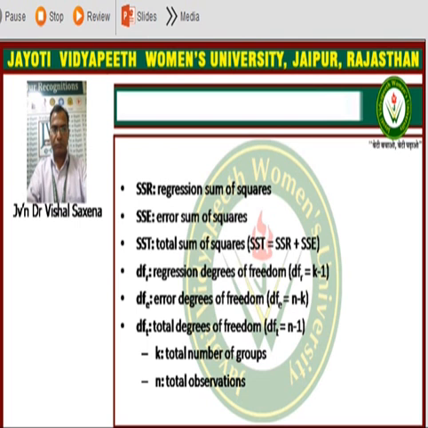Now one thing is left, and that is DFT. DFT is the total degrees of freedom, given by n minus 1, where n is the total number of observations. DFE is given by n minus k, and k represents the total number of groups.